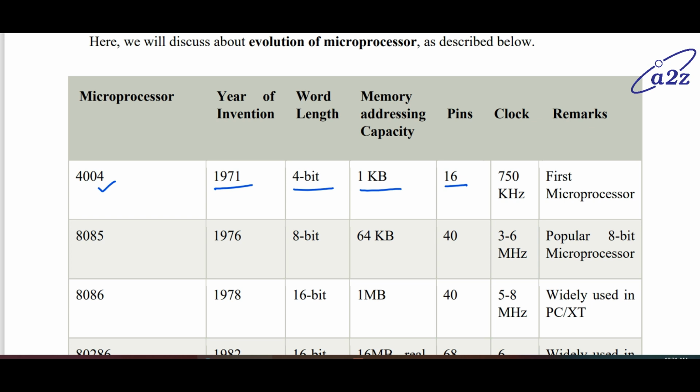One more thing. This table is only about Intel microprocessors. Now, the processor 4004 has a clock frequency of 750 kilohertz. 750 kilohertz is very little compared to today's processors. Today's processors are like 2.4 gigahertz, 4.2 gigahertz. The memory is like 4 GB, 8 GB, 16 GB.